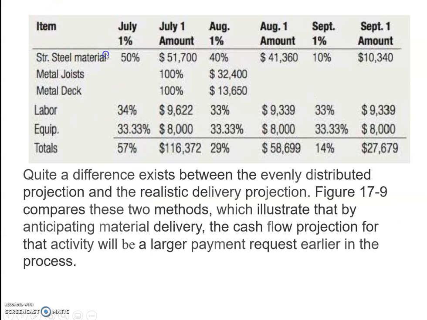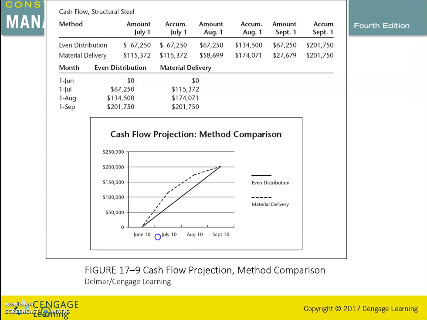So here you can see that there is quite a difference which exists between the evenly distributed projection and the realistic delivery projection. So the next figure compares these two methods, which illustrate that by anticipating material delivery, the cash flow projection for that activity will be a large payment request early in the process.